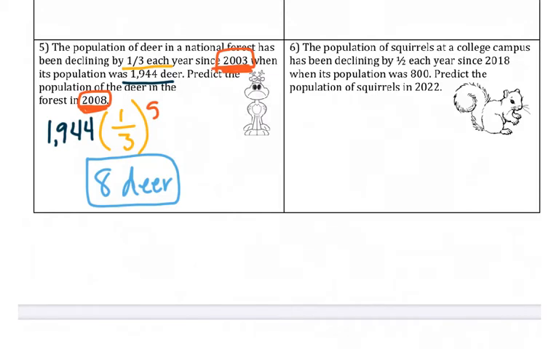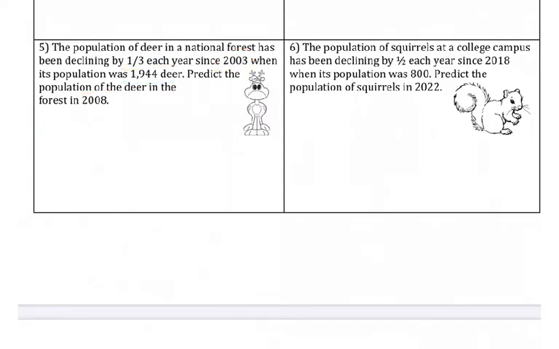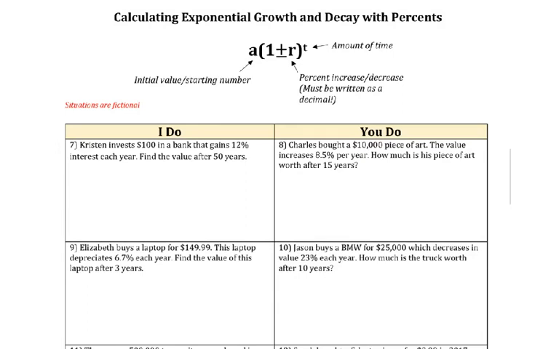We have a population of squirrels at a college campus that has declined by 1/2 each year since 2018, when its population was 800 squirrels. Predict the population in 2022. Okay, try number 6. It looks very similar to number 5. Okay, moving on to number 7.